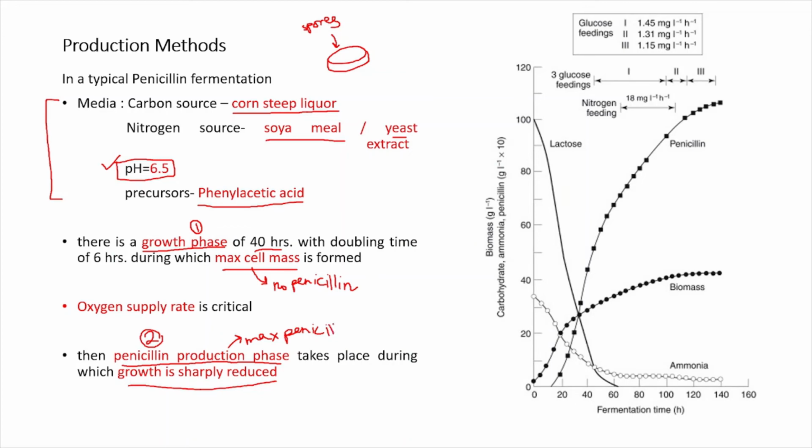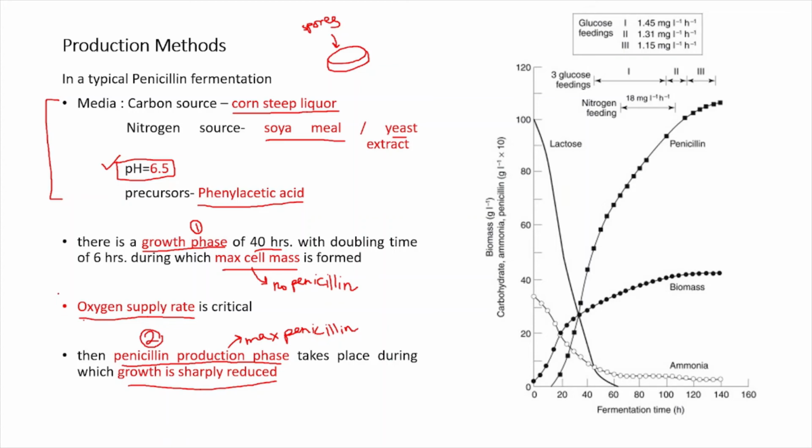Alright, so these are the conditions that you need to take care of while preparing penicillin on an industrial scale. Now, oxygen supply rate is critical. Why is oxygen supply rate critical? Because of the production of a large amount of penicillin, the viscosity of the media increases. So the oxygen concentration decreases very much.